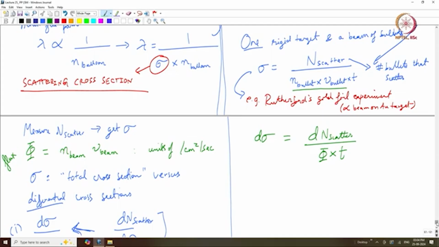And in the next class, we will see how to use this formula to work out the cross sections for single particle scattering on a single particle. Okay, not a beam anymore. How do you deal with 2 to 2 scattering? Okay, so we'll derive the cross section for that in the next class.